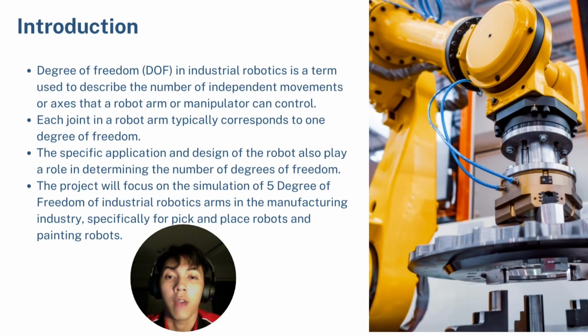Degree of freedom (DOF) in an industrial robot is a term used to describe the number of independent movements or axes that a robot arm or manipulator can control. Each joint in a robot arm typically corresponds to one degree of freedom. The specific application and design of the robot also play a role in determining the number of degrees of freedom. The report will focus on the simulation of a 5 degree of freedom industrial robotic arm in the manufacturing industry, specifically for pick and place robots and painting robots.